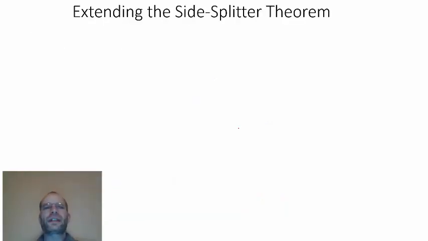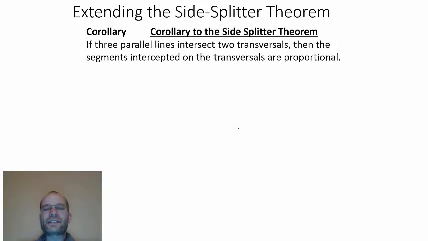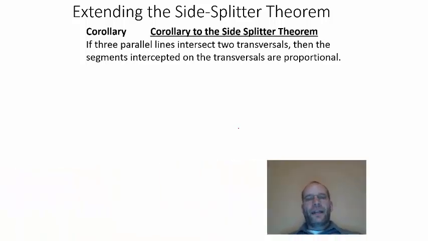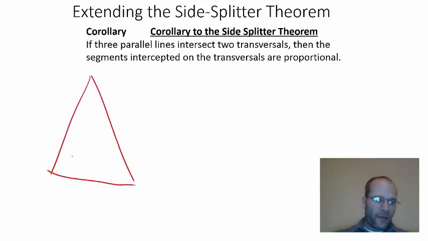The next rule we need to look at is essentially an extension of the side splitter theorem, something we call a corollary generally. This is called, of course, a corollary to the side splitter theorem. It says if three parallel lines intersect two transversals, then the segments intercepted on the transversals are proportional. In other words, we can take another step away from the idea of the triangles. So for instance, suppose we have a triangle like this, and we have multiple parallel lines that intersect the sides of this triangle.